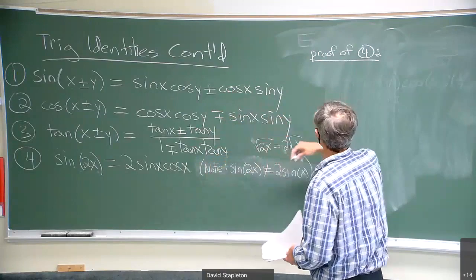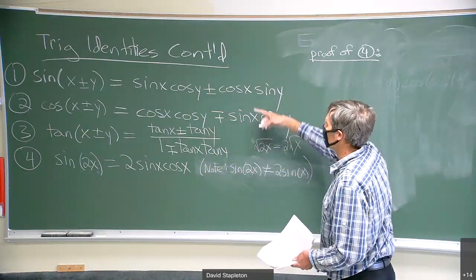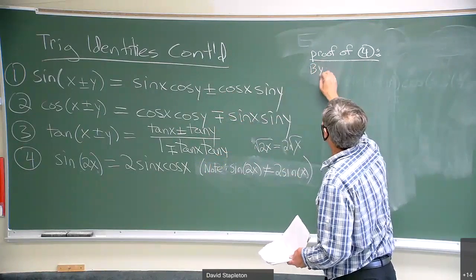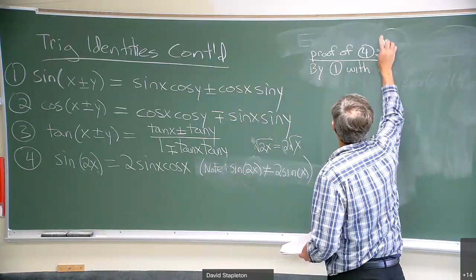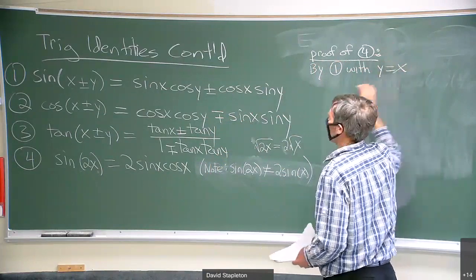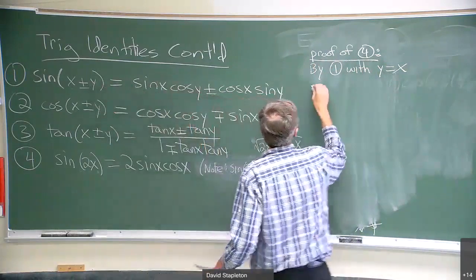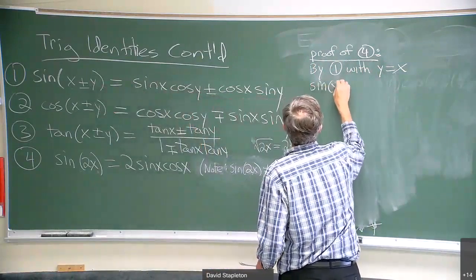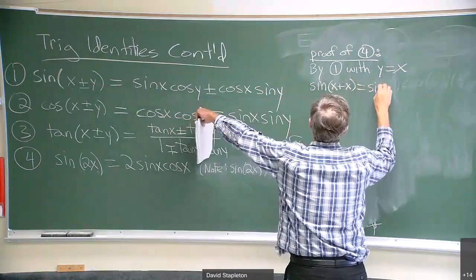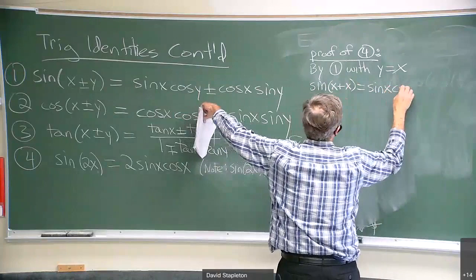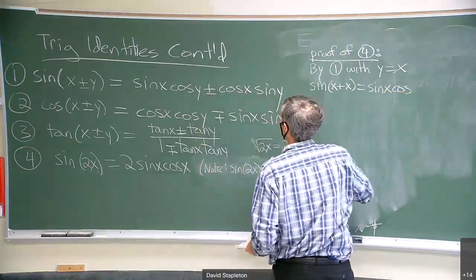I said this material will build, right? Here's the proof of this identity. You start with equation 1, and you put y equal x. You replace y with x everywhere in 1 using the sum, the top one. And then you have sine of x plus x on the left equals sine x cosine x. Just everywhere I see y, I put x because this works for all x and y. It works in particular when y equals x.